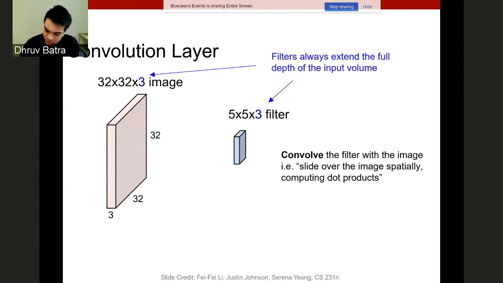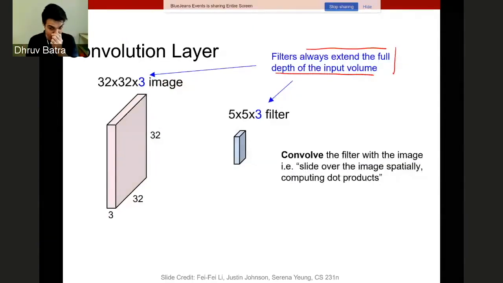And so this is something to keep in mind, that filters always extend the full depth of the input volume. We do not perform any sliding of the filters in the channel dimension. We only perform sliding of the filters in the spatial dimension, just like we've been showing you in the 2D convolutions, which is why you can think of this as multiple 2D convolutions summed up together, or a single 3D convolution, like this entire 3D tensor being moved around.